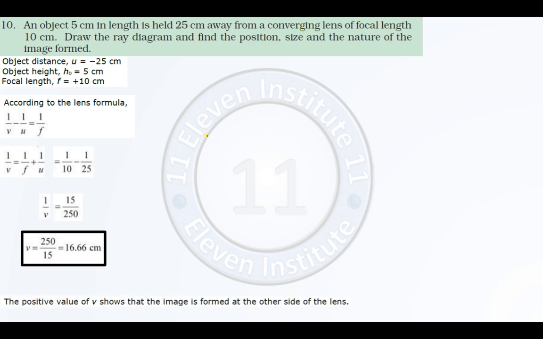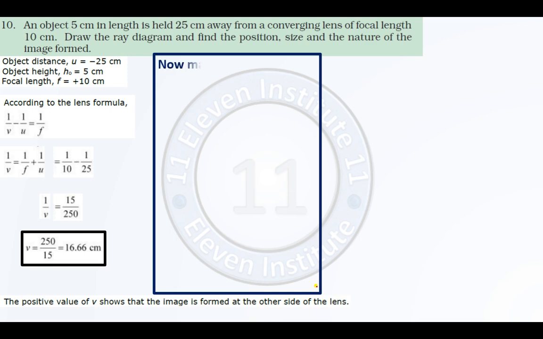Positive value of V shows that image is formed at the other side of the lens. We very well know that. Now we will have the magnification. We have the formula m is equal to h dash upon h is equal to v upon u for lens. Now we have the value of v, we have the value of u, and we have the value of h. So we will use this much and move ahead and put values in it.